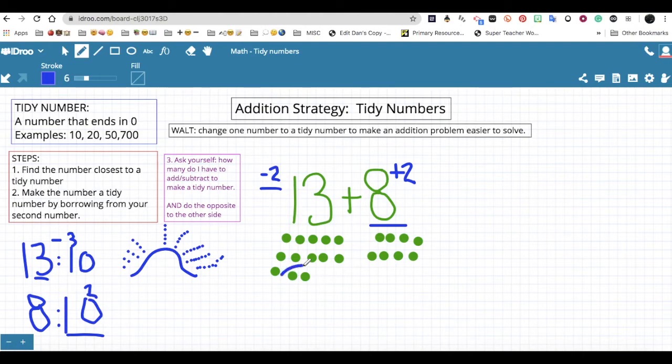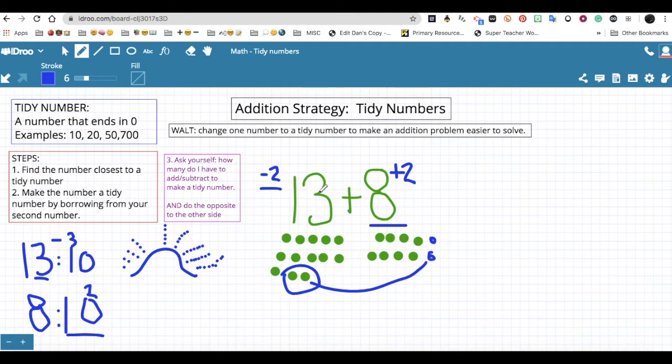So, you have to subtract 2 from the 13 because you're just borrowing from one side and giving it to the other so you can make a tens number. You're still dealing with 13 plus 8, you've just made the problem easy to solve by shifting 2 of your counters, 2 of your whatever you're counting, over to the other side.